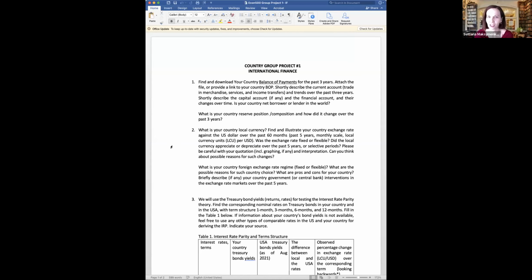So as I mentioned, the course itself is divided into 3 sections. My first group project asks students to look at the international finance of the country of their choice. I would also like to share this international finance project with you, so at least you can get an idea what it is about.